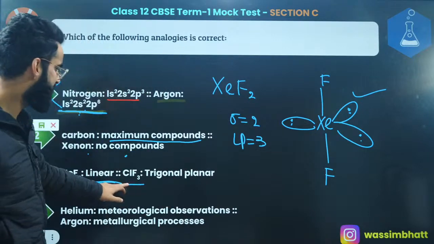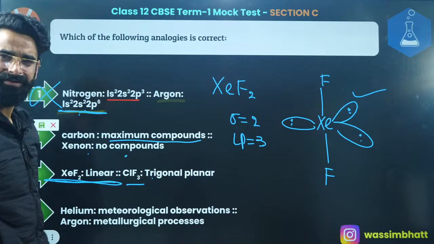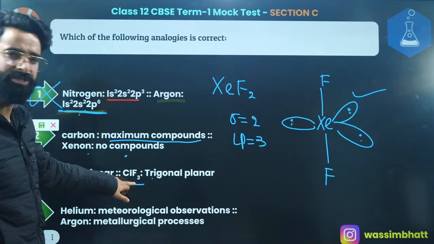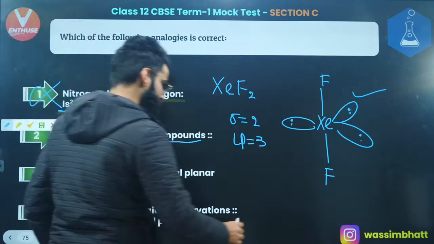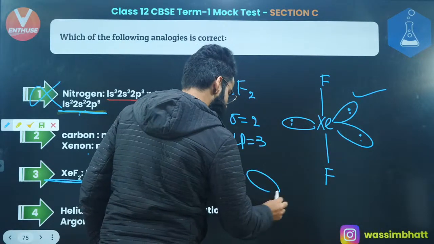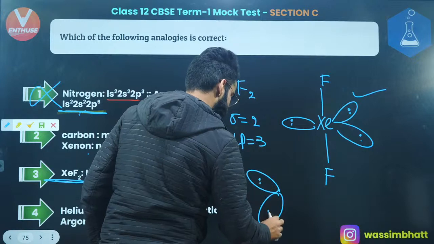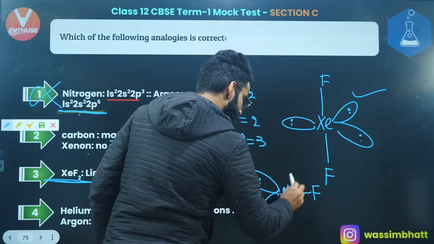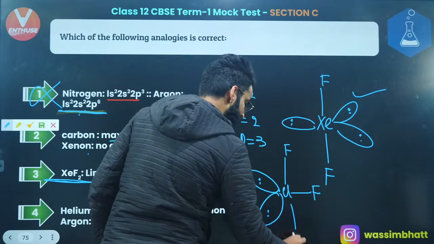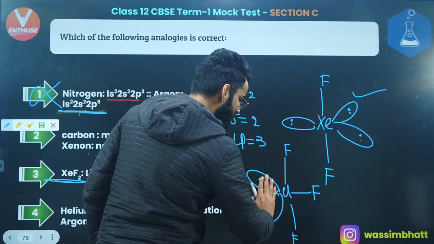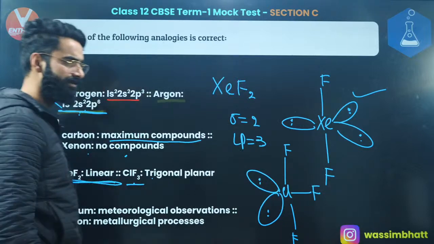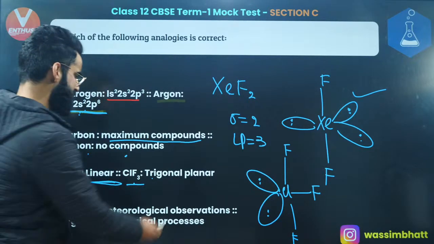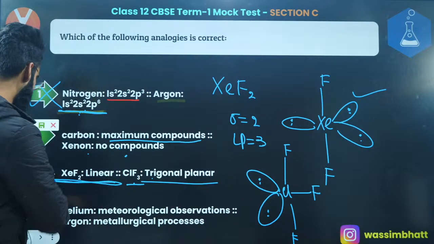But if you talk about ClF3, is it trigonal planar? ClF3 has three sigma bonds and two lone pairs. These are the two lone pairs. This is your chlorine, this is one fluorine, one fluorine perpendicular upwards, one fluorine perpendicular downwards. So omit the lone pairs. It is actually T-shaped. Is it trigonal planar? No way. It cannot be the answer.